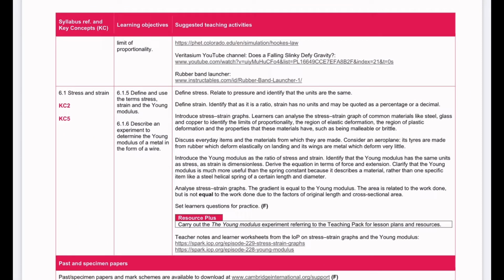Key concept 6.1 Stress and strain. The learning objectives. 6.1.5 Define and use the terms stress, strain, and the Young modulus. 6.1.6 Describe an experiment to determine the Young modulus of a metal in the form of a wire.